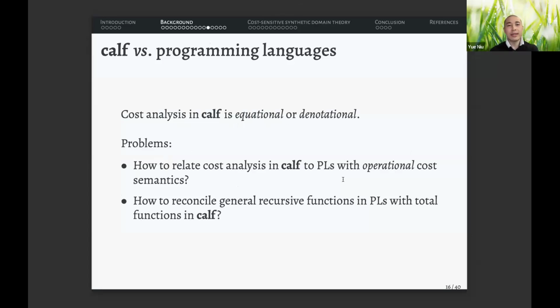Now we observe that cost analysis in CAF is purely equational or denotational. The question I want to address in this talk is, how do we relate this equational style of reasoning to the operational cost semantics of actual programming languages? And the second question is, given that CAF is a type theory equipped with a theory of total functions, how do we reconcile this with the fact that programming languages have general recursive functions?